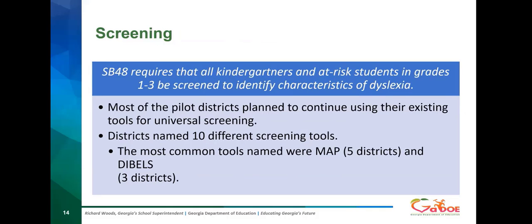And then screening, Senate Bill 48 requires that we screen all students in kindergarten through grade 3 for characteristics of dyslexia. And most of the pilot districts plan to continue using their existing tools for universal screening to fulfill this requirement. And districts named multiple screening tools. The most common were MAP, that was used by 5 districts, and DIBELS was used by 3 districts.